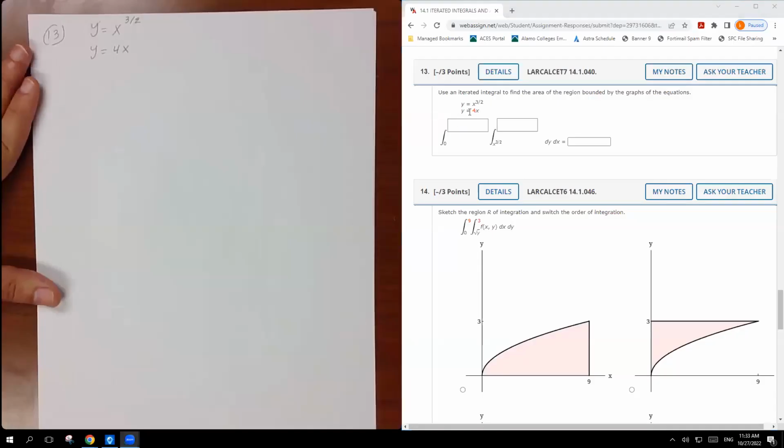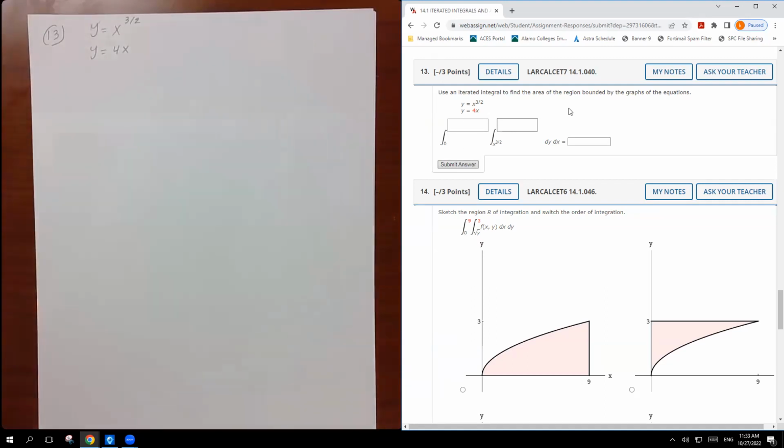So example 13, we have two curves here, and we need to find the border. Our integral is dy dx, that means y is inside. So here, inside is going to be from this y to the 4x. They're already telling you the lower boundary, x to the 3 over 2, so it's going to be until 4x. But let's check. What about the x? The outside boundary is going to be from 0 to which number?